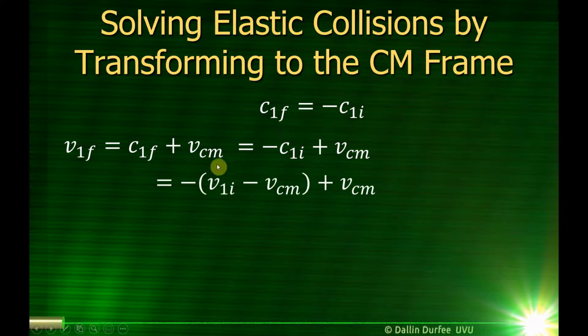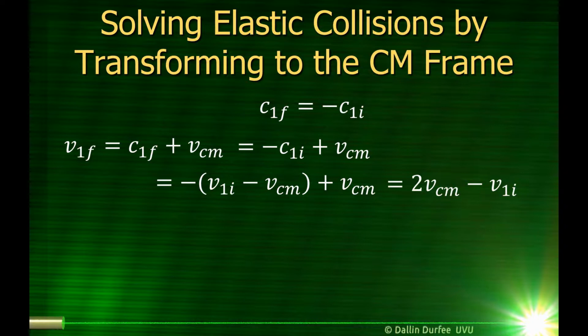To get from V to C we subtract the center of mass velocity, and to get from C to V we add it. So there we go, and then we just simplify that and we find that V1 final is just twice the center of mass velocity minus V1 initial.